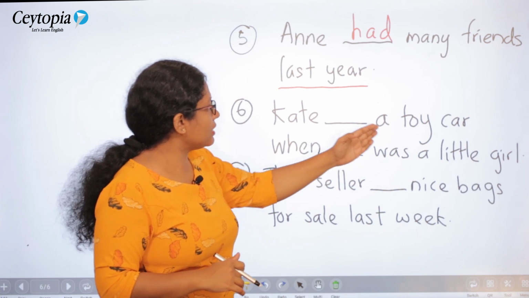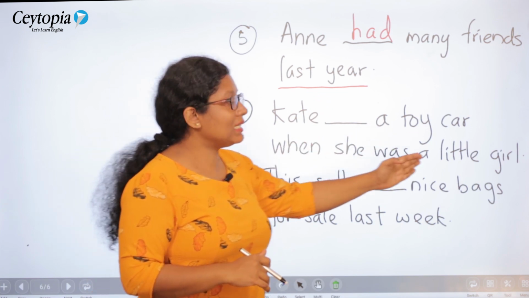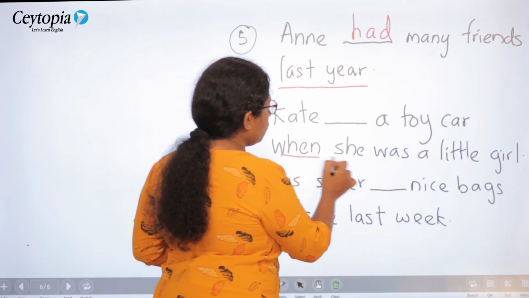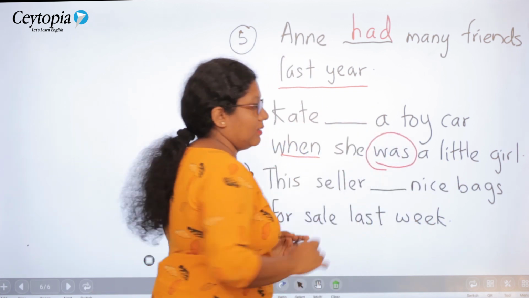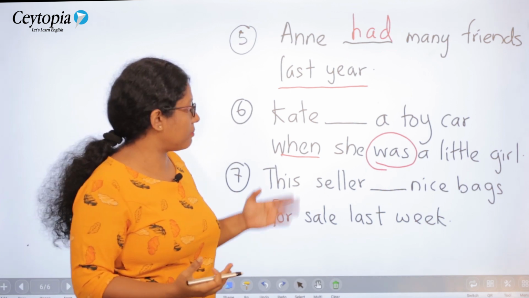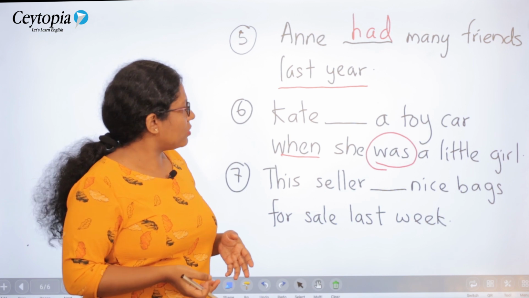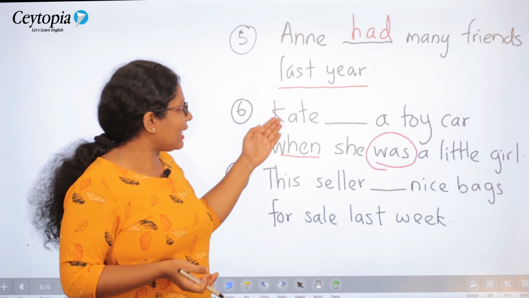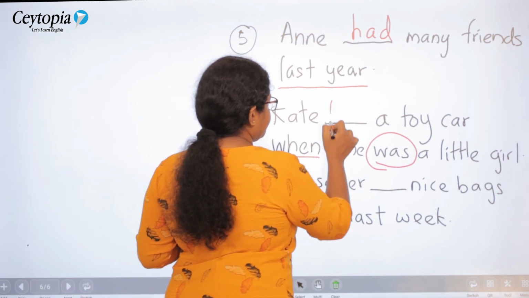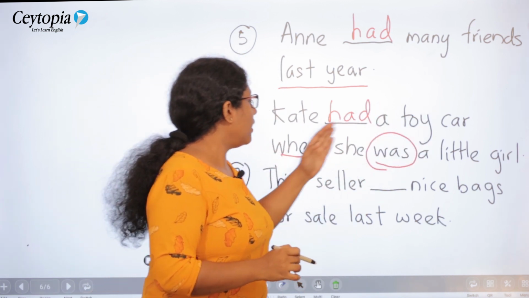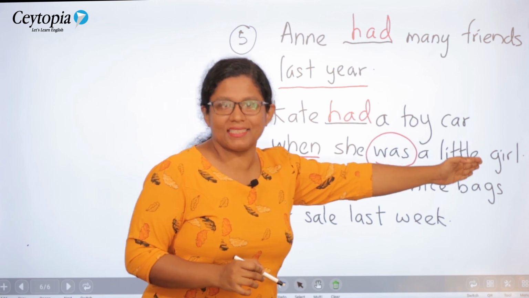Kate blank a toy car when she was a little girl. There is another clue word. When she was a little girl. Right? It is in the past time. When she was a little girl. But now she is a grown up. So the things have changed. Kate had a toy car. In the past time, Kate had a toy car when she was a little girl.